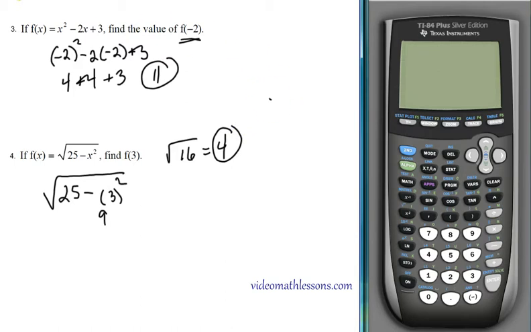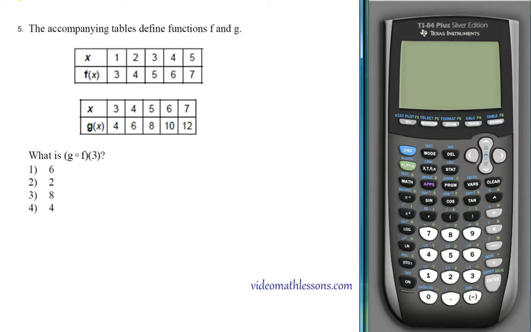So that's pretty good. Now let's try number 5. Now this is a little different. Now we have tables. You do it exactly the same way. Well, once again, you start in the back. f is 3. So now the x value is 3.